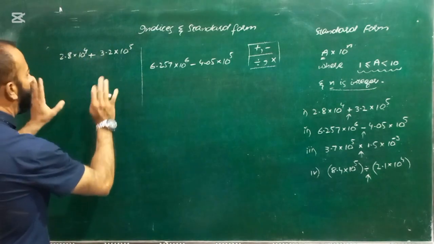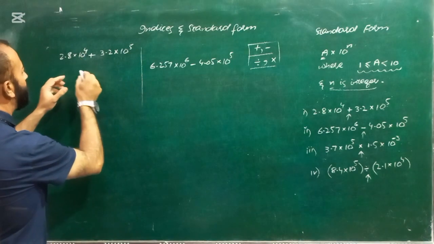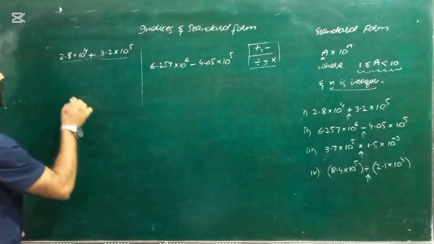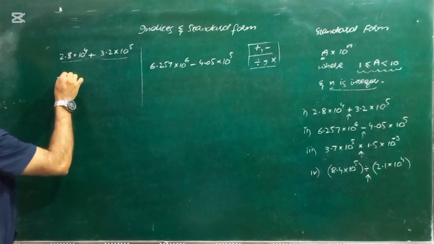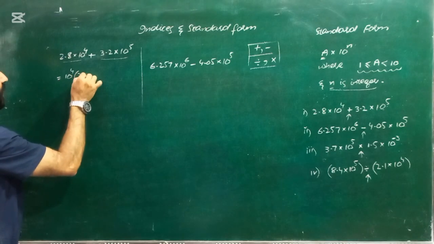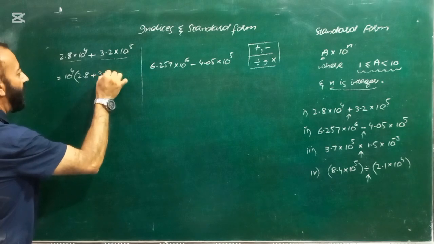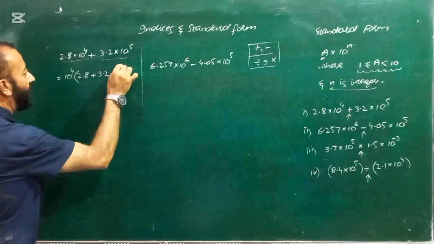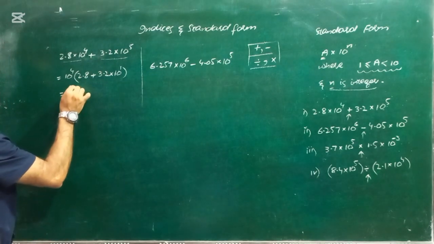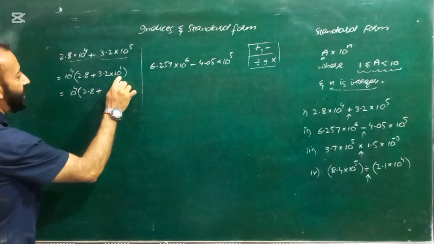So look now, the method is that you will take common 10 raised to power something. The maximum that can be taken common from this term and this term in terms of 10 raised to power is 10 raised to power 4. So after taking common, 2.8 will be left in this bracket, plus is still there, and from 3.2 into 10 raised to power 5, 10 raised to power 1 will be left here. So 10 raised to power 4 will be written as it is, this 2.8 is still there, plus this 10 is there.